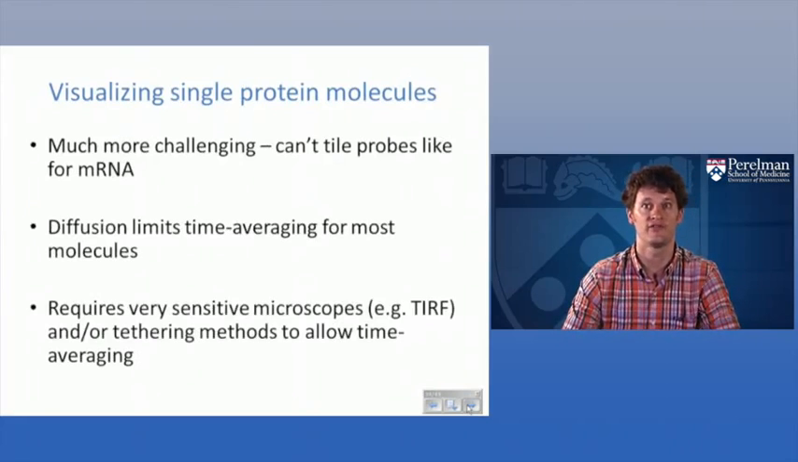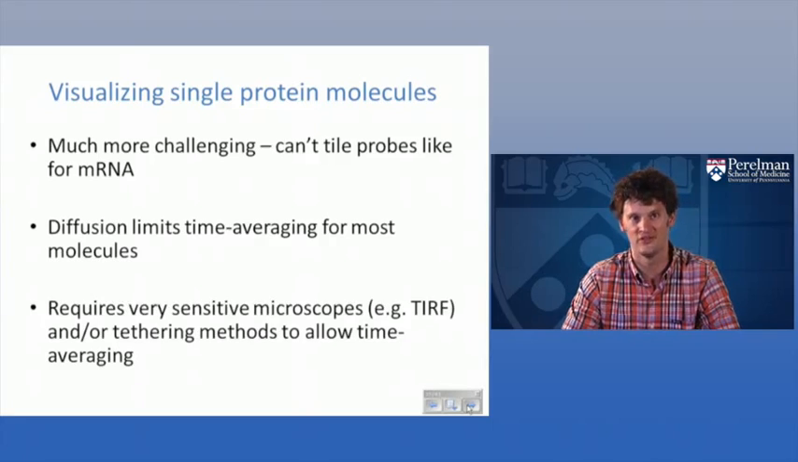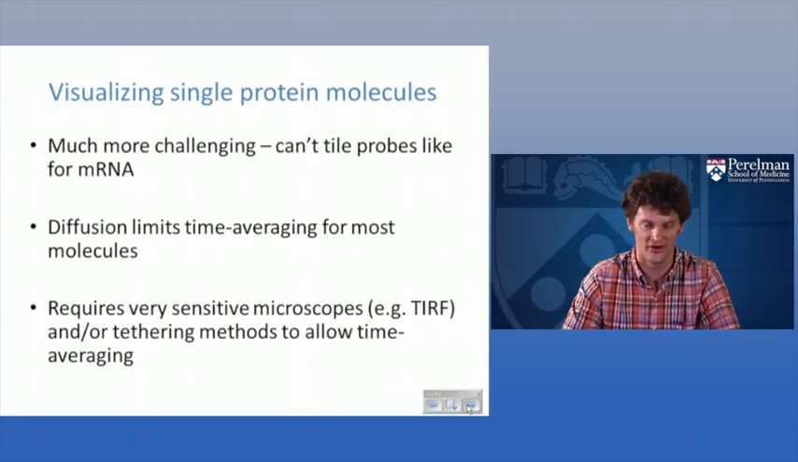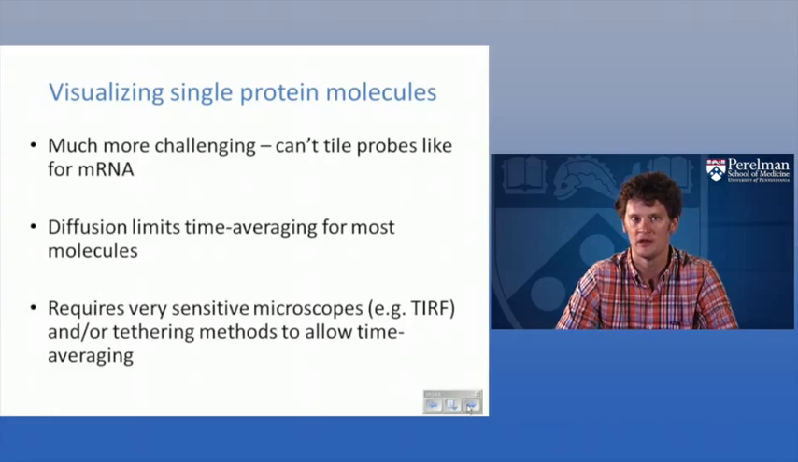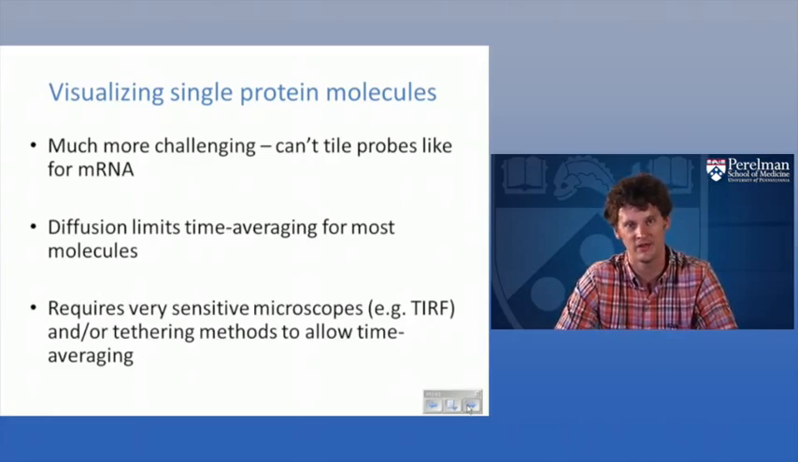So for the last part of this lecture, we're going to talk a little bit about protein molecules. Visualizing single proteins is a lot harder than single mRNAs, for the same reasons that doing anything with proteins is harder than with mRNAs. They just don't have the generic advantage of Watson-Crick base pairing to allow you to probe them in the same way. So you can't tile a bunch of probes along the protein molecule and just line them up.